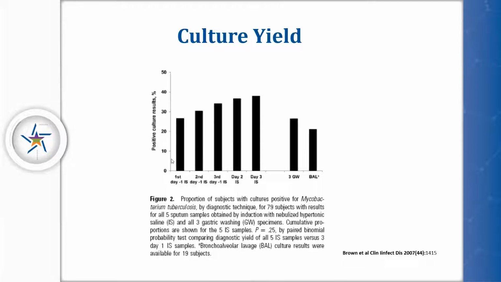And they compared what their culture positivity rate was for these individuals, and then compared that to group 3 gastric aspirates and a single bronchoalveolar lavage. So if you can get a person to give you a good, these were all induced sputums, by the way, but if you can get a person to give you a good quality specimen, you can reach very high rates of positivity compared to more invasive techniques if you're able to work with them to give you a specimen.